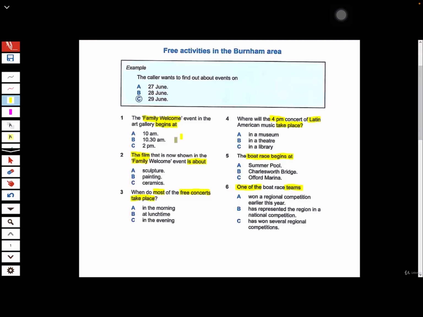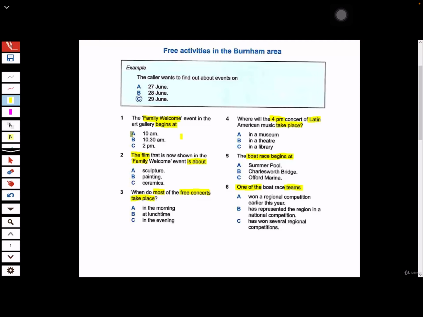So for example, with number 1, you're going to hear 10 a.m., 10:30, and 2. For number 4, you're going to hear museum, theater, and library. For number 5, it's the same way. You're going to hear information from all of the answer choices. This is the difference when it comes to the answer. The correct answer choice is connected to the keyword language of the question.